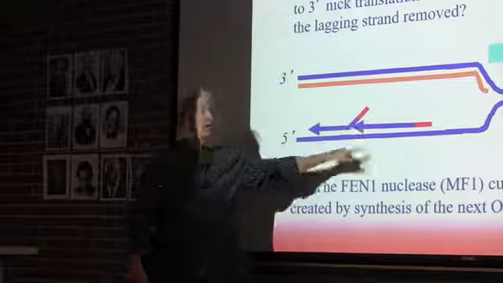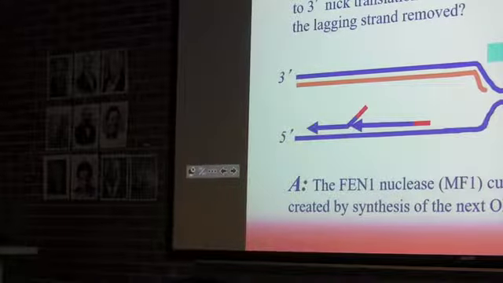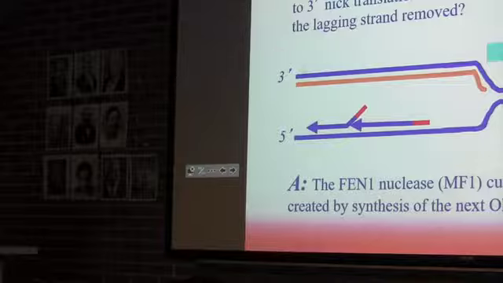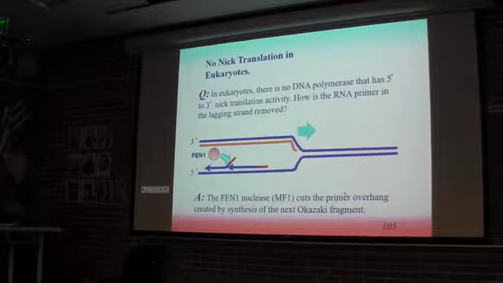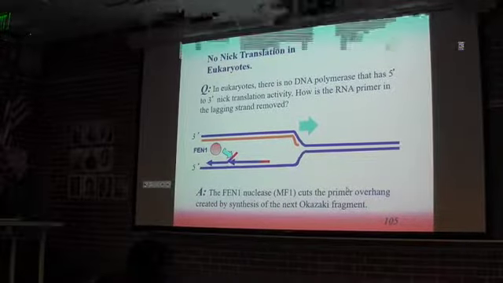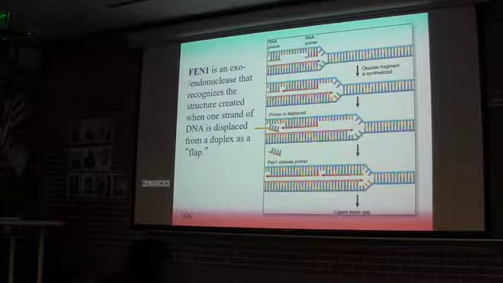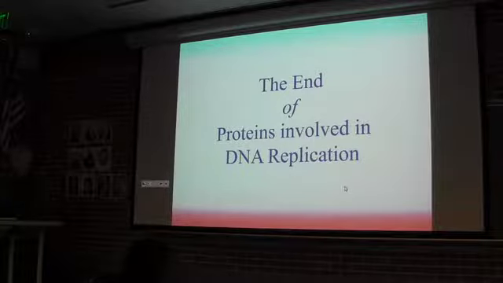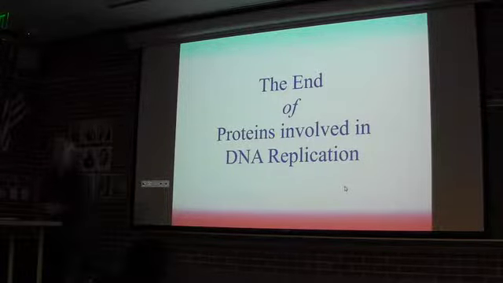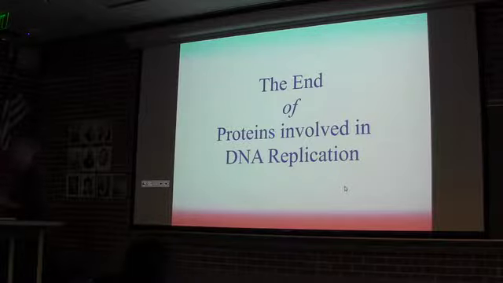So this now becomes a substrate for Fen1. It comes and just cuts the primer out. It recognizes structure, which is the displaced flap, and that's the end of at least the DNA replication part, and we'll start on recombination next time.